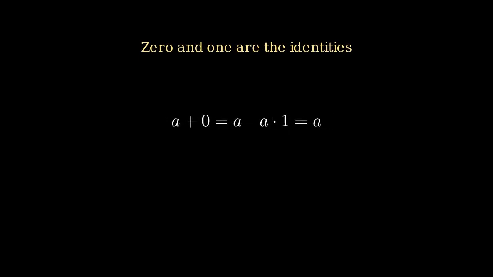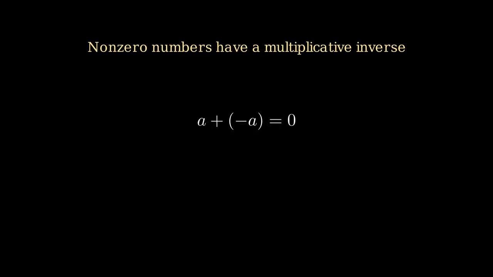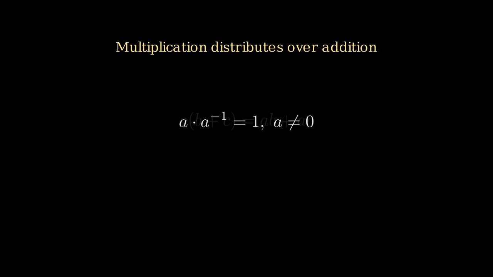There is an additive identity, 0, and a multiplicative identity, 1. Every number has an additive inverse, so for any number there is a negative version that cancels it to 0. Every non-zero number has a multiplicative inverse, so it can be divided into 1. Multiplication also distributes over addition.